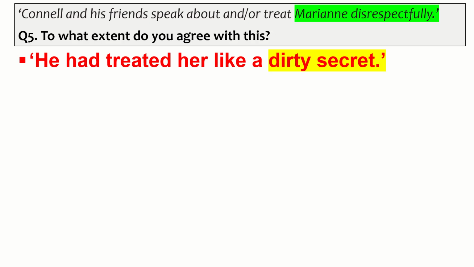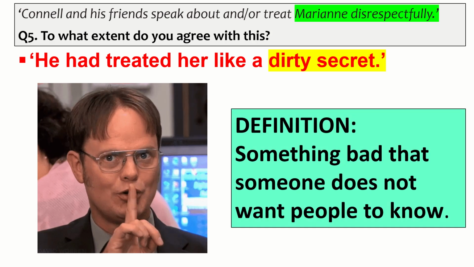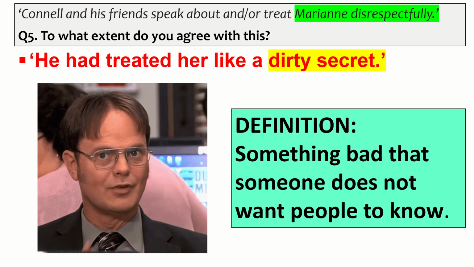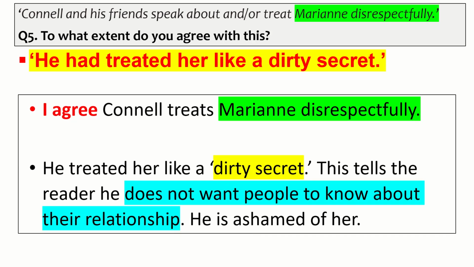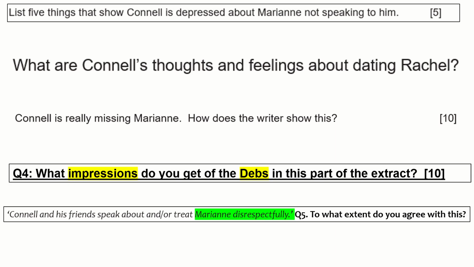So say the quote is he treated her like a dirty secret. Why does that show she's treated disrespectfully? Well, a secret is something bad. You don't want someone to know a dirty secret. So remember, a little intro: I agree Connell treated Marianne disrespectfully. Then give me the quote: dirty secret. This tells the reader he doesn't want people to know about the relationship. He is ashamed of her.